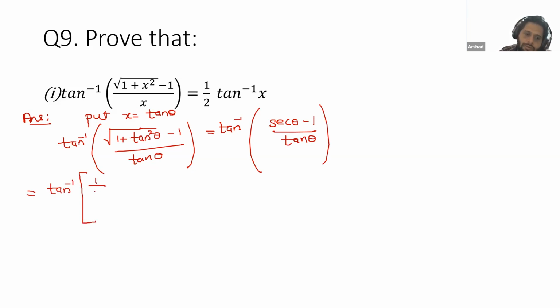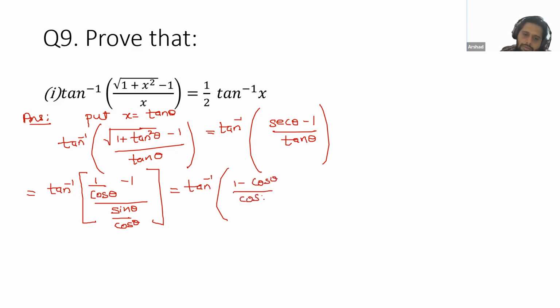What is sec? You will get 1 by cos minus 1 by sine by cos. So here what you will get, tan inverse, 1 minus cos by cos, and this one sine by cos. This cos theta will get cancelled out. So finally you will get tan inverse 1 minus cos by sine theta.